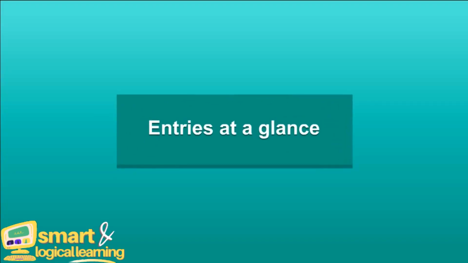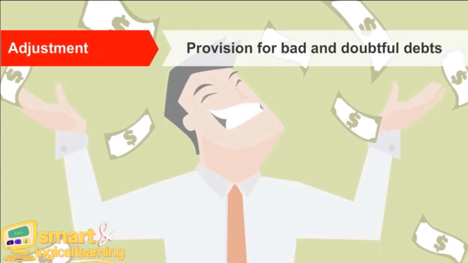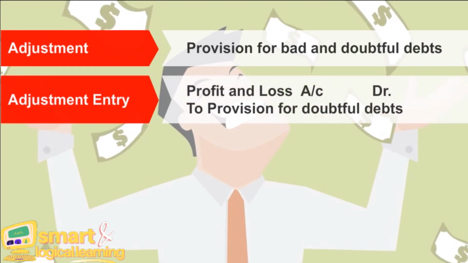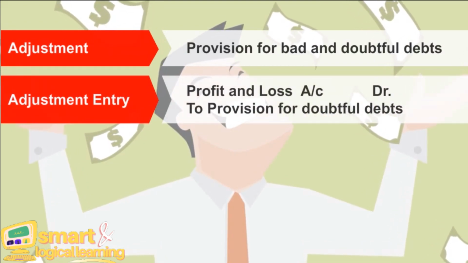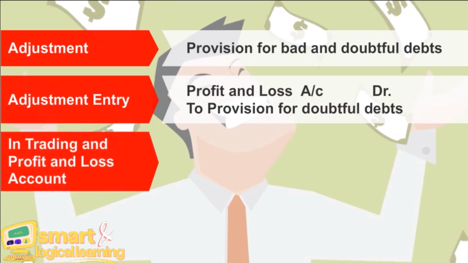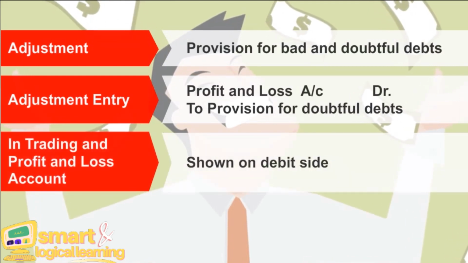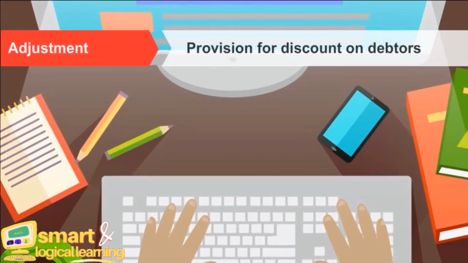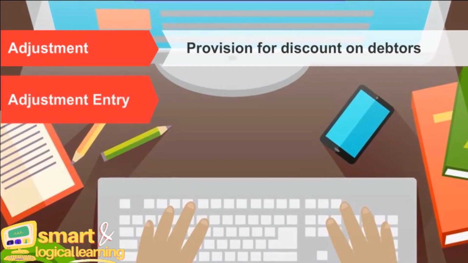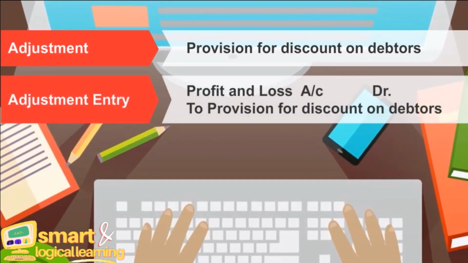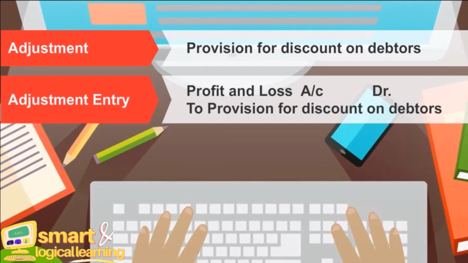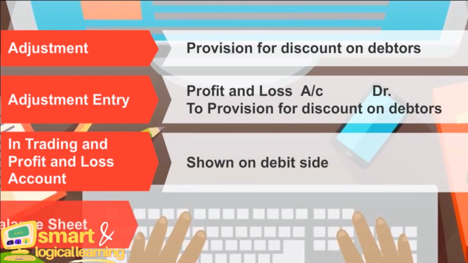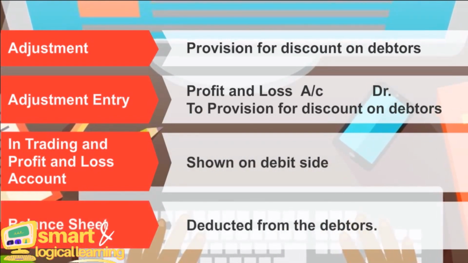Entries at a glance, continued. Adjustment: provision for bad and doubtful debts. Adjustment entry: profit and loss account debited to provision for doubtful debts. In the trading and profit and loss account, it is shown on the debit side. In the balance sheet, it is deducted from the debtors. Adjustment: provision for discount on debtors. Adjustment entry: profit and loss account debited to provision for discount on debtors. In the trading and profit and loss account, it is shown on the debit side. In the balance sheet, it is deducted from the debtors.